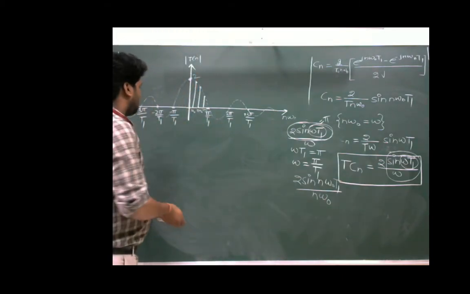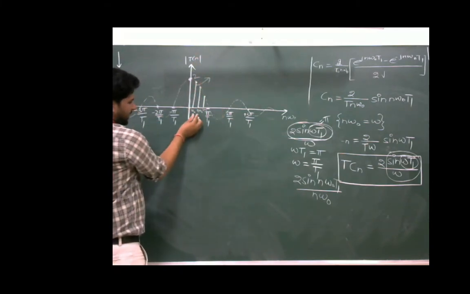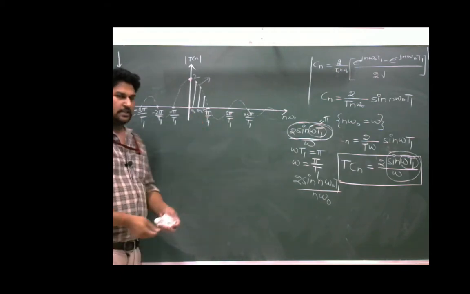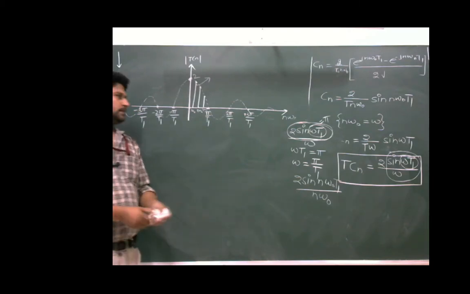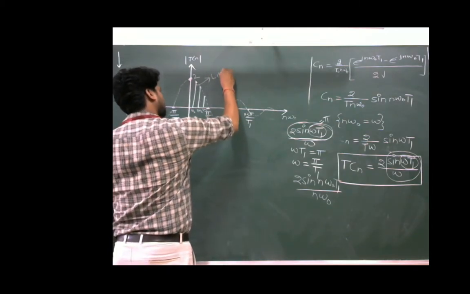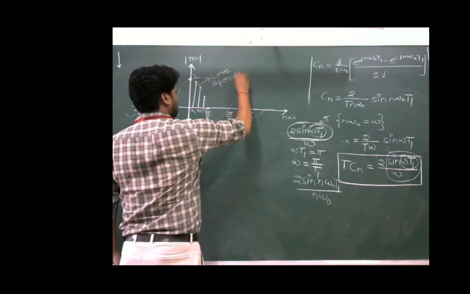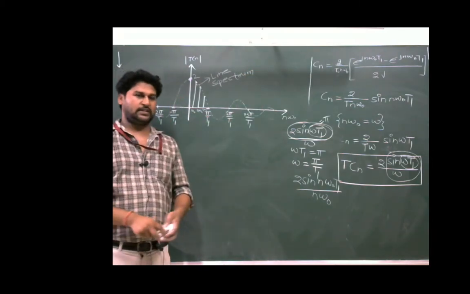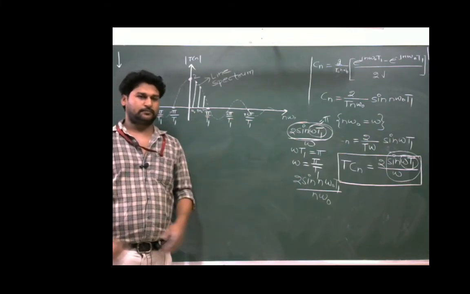Now, if we observe, these are lines spaced at the interval of omega naught. The separation between two lines here is equal to omega naught, and because this spectrum is made up of lines, it is called a line spectrum. This is the line spectrum of the magnitude, or the magnitude plot of the coefficient Cn.